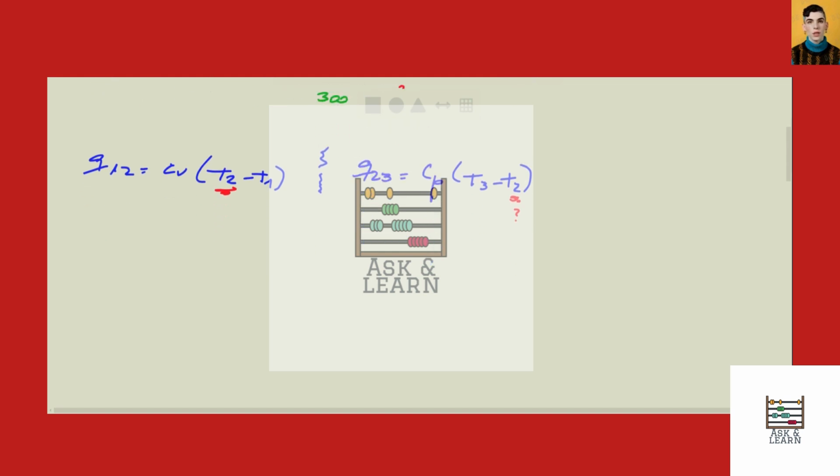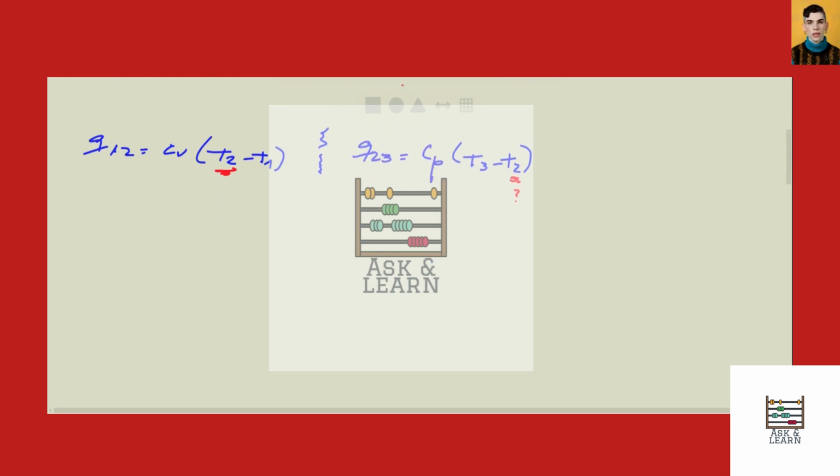Therefore, Q12 is just 300. So this is 300 equals 0.171, the specific heat at constant volume, times (T2 minus T1), which is 540 R. Calculating this, we find that the temperature 2 is precisely 2294.